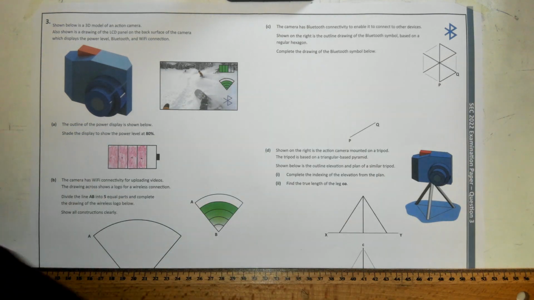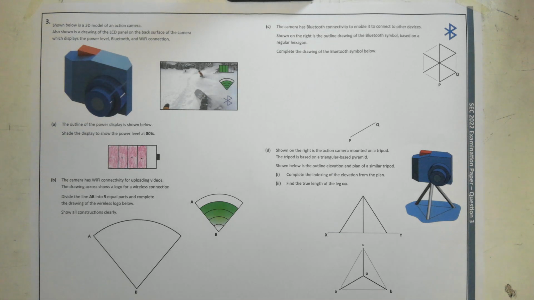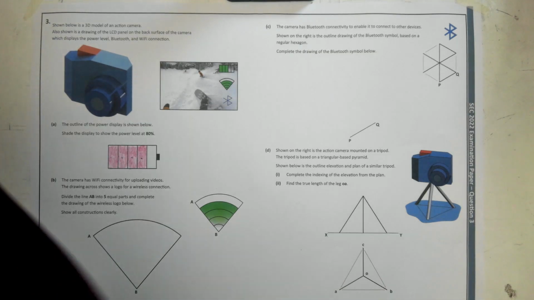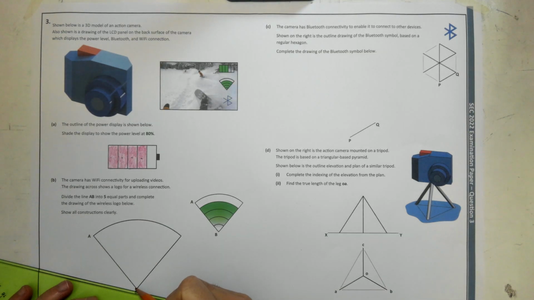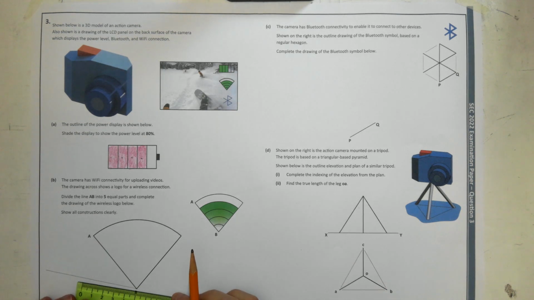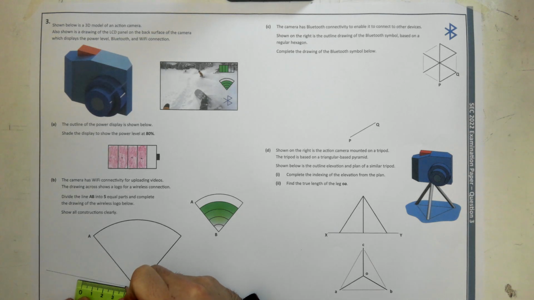For part B then, it tells us the camera has Wi-Fi connectivity for uploading videos. The drawing across shows a logo for a wireless connection. Divide the line AB into 5 equal parts and complete the drawing of the wireless logo below. Show all constructions clearly. So this is from first year, and we know that for dividing the line into a number of equal parts, we take a line out at a random angle from one end. So for example like that there, and we step out 5 equal distances. So what I could do is I go out say 10, 20, 30, 40, 50.